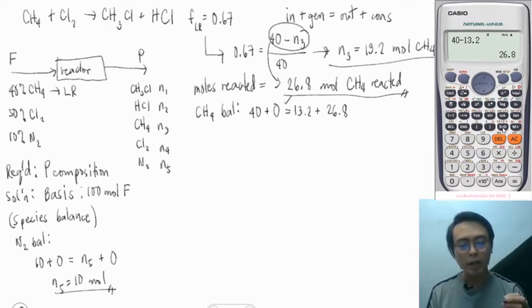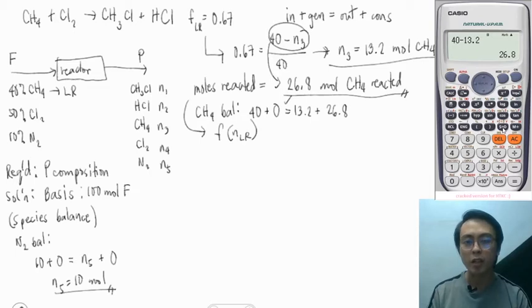Okay? And an easier way of doing this is, your moles reacted would simply be the fractional conversion multiplied by the number of moles of the limiting reactant. In this case, the number of moles of limiting reactant is 40 moles, and you multiply that with the fractional conversion of 0.67. So 40 times 0.67. The number of moles reacted is 26.8. So you have two choices. Either you simply get in minus out, or the numerator of the definition of fractional conversion, or you multiply the fractional conversion with the number of moles of the limiting reactant in the feed.